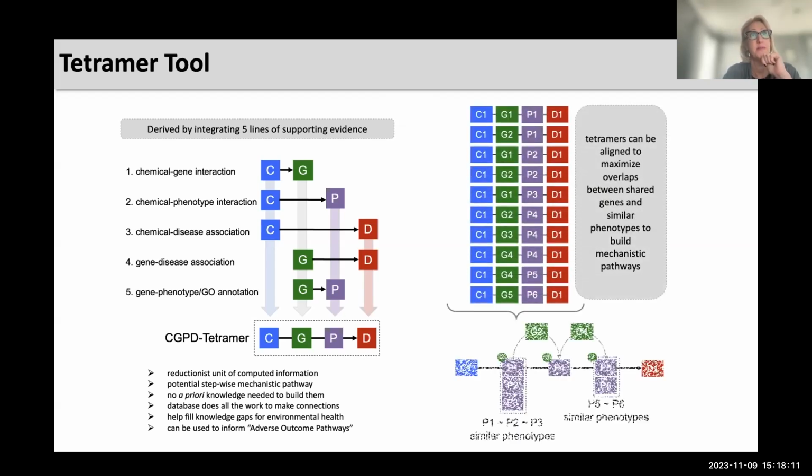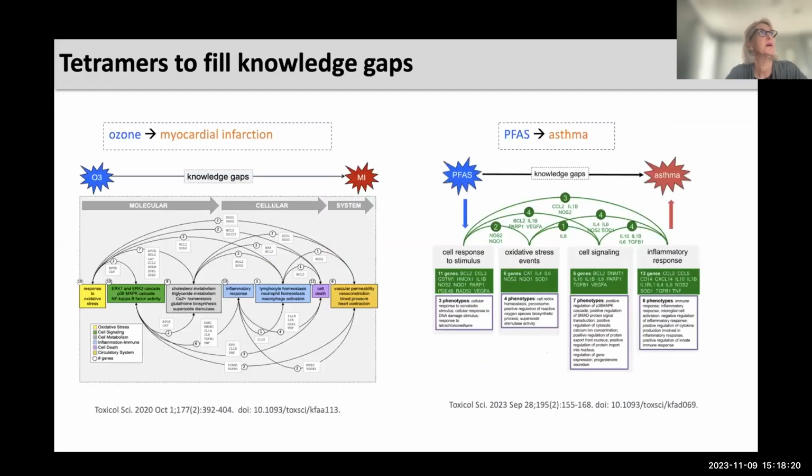So this can get pretty complicated. And we have tools now that will help build these complex networks together for the user. And just for examples, we've had a couple papers recently that have walked through a number of examples. So on the left, ozone and myocardial infarction, and on the right, PFAS and asthma. And if you're interested, you can check out these papers and see how CTD is helping to build these networks.